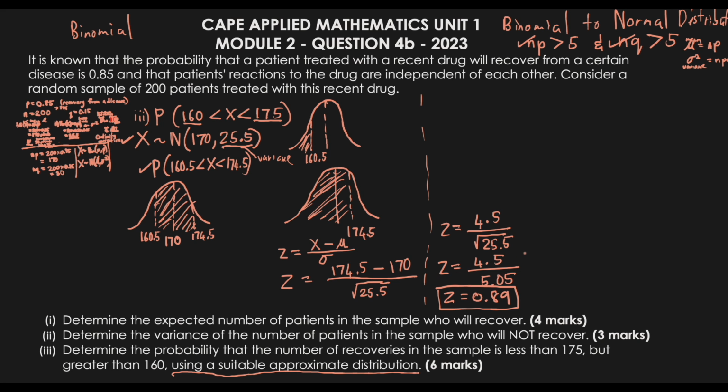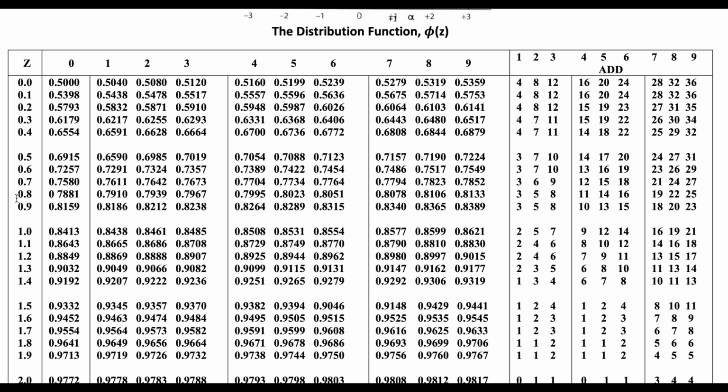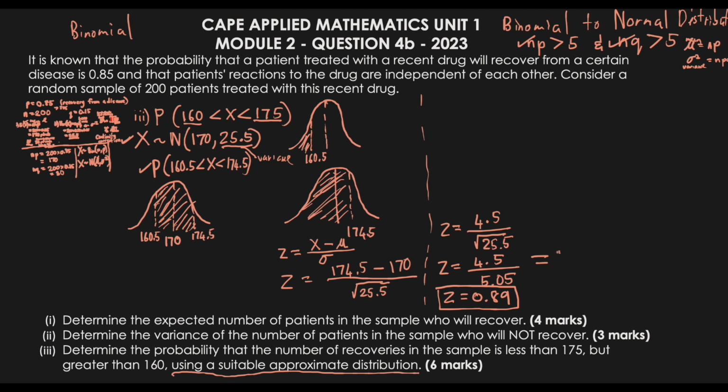So Z is equal to 0.89. When we check the probability for that, we have 0.8 and it goes to 0.89, which is 0.8133. So the probability would be 0.8133. That's the first part. Now we need to figure it out for 160.5.